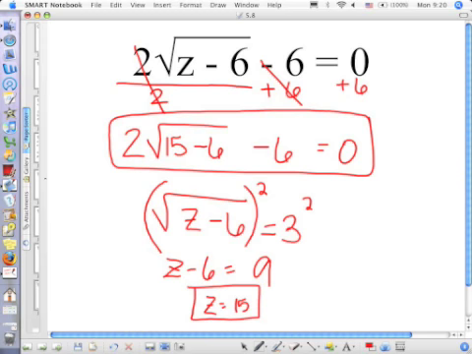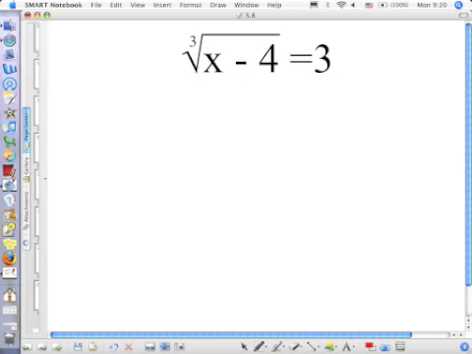So your solution was z equals 15. Now this one's a little different because it's not a square root, it's a cube root. Now real quick, if I had the cube root equals -3, could I keep going? Yes. An odd root can be negative. Okay? Because a negative times a negative times a negative, and so on. All right.